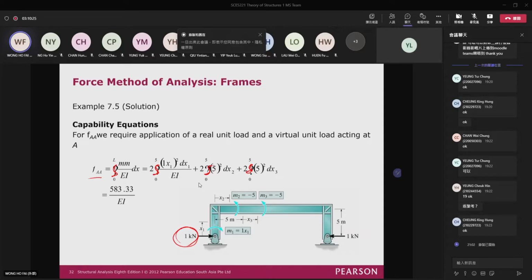Again, they use the so-called virtual work method here. And then you still use mm over EI and then times dx. For this one, again, I will give you the table to find the deflections. So this is just for your reference, how to find the deflections by using the virtual work method.